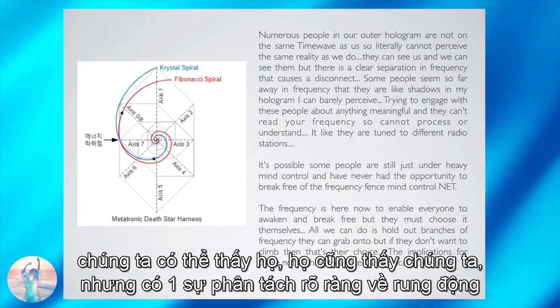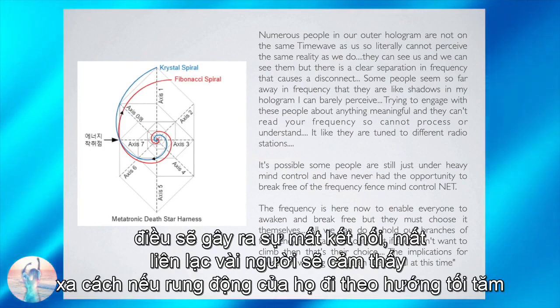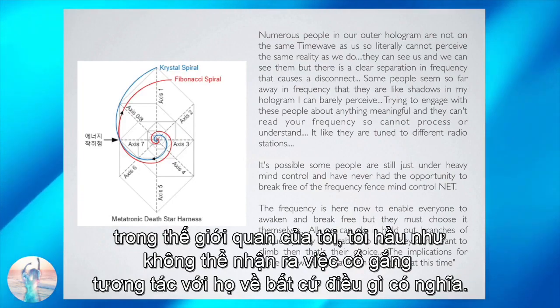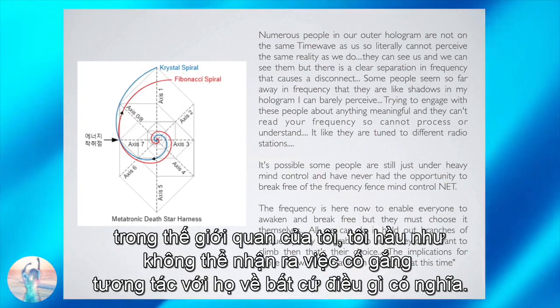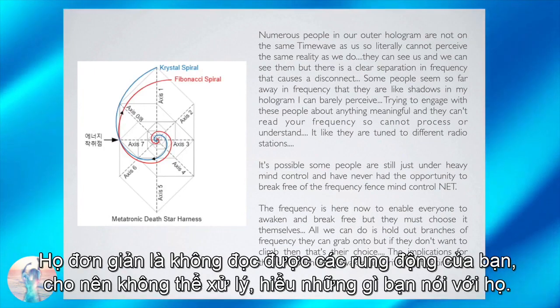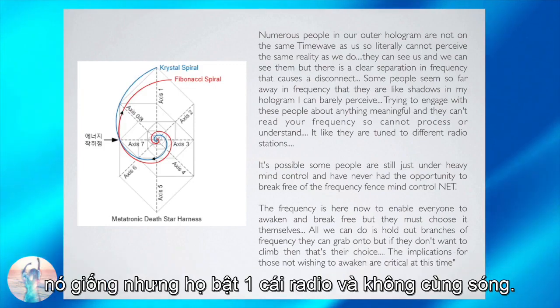So they can see us and we can see them, but there's a clear separation of frequency that causes a disconnect. Some people seem so far away in frequency that they are like shadows in my hologram I can barely perceive. Try to engage with these people about anything meaningful, and they simply can't read your frequency, so can't process or understand what you're saying to them. It's like they're tuned to a different radio station.